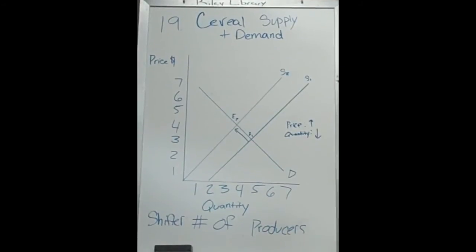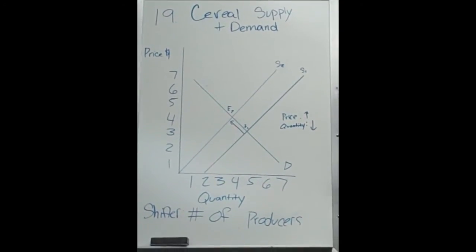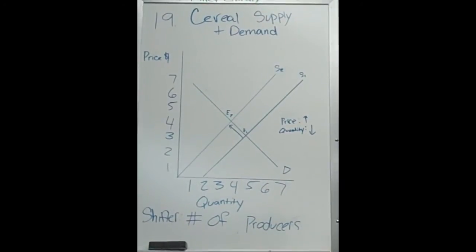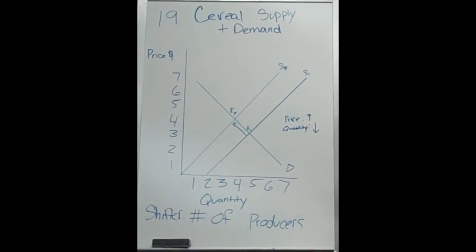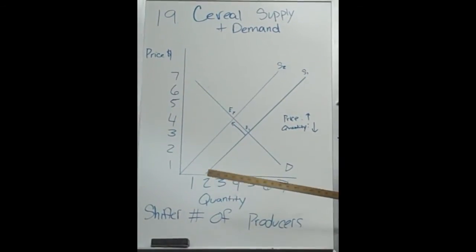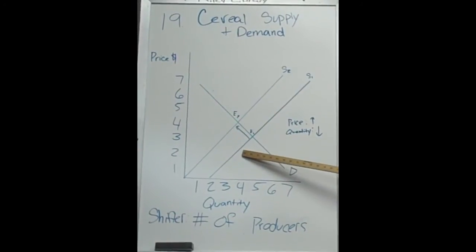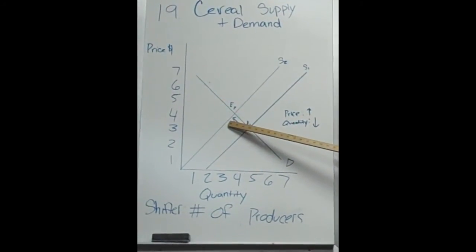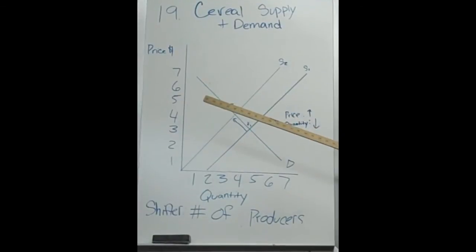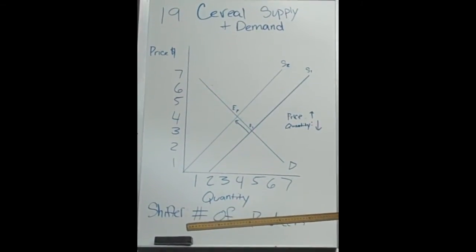So, number 19, the scenario is that Kellogg's goes bankrupt and stops producing cereal. So if Kellogg's goes bankrupt and they stop producing cereal, then the number of producers goes down and so there's less supply afterwards. Here's the first supply, and if Kellogg's goes bankrupt, there's going to be less to supply, but the price is going to go up, and then after that the quantity demanded is going to go down.